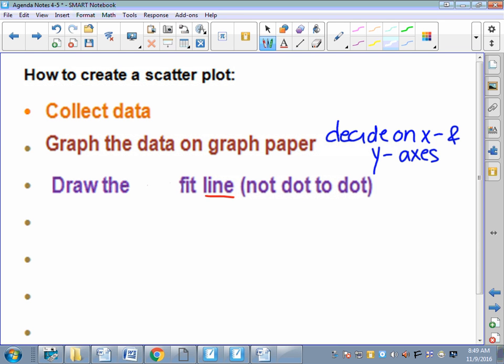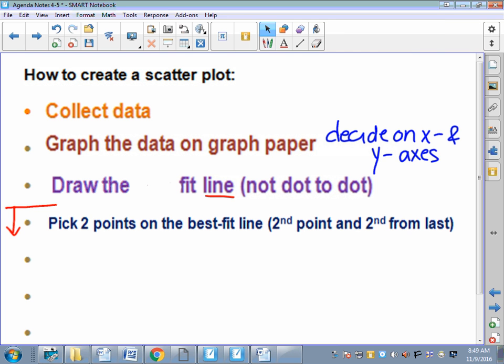Then what we're going to have to do is, this is where we're going to start writing an equation. So we are going to then pick 2 points on that best fit line. Now here's what I'm going to tell you. Pick the second point and the second from the last point. This is not a scientific theory on doing this. It just makes life easier for all of us so that we're working with the same ordered pairs and we can come up with the same slope. Otherwise, I would have 32 different slopes and 32 different equations, and that would be really rough to try to figure out if you're on the right track or if you messed up on your math.